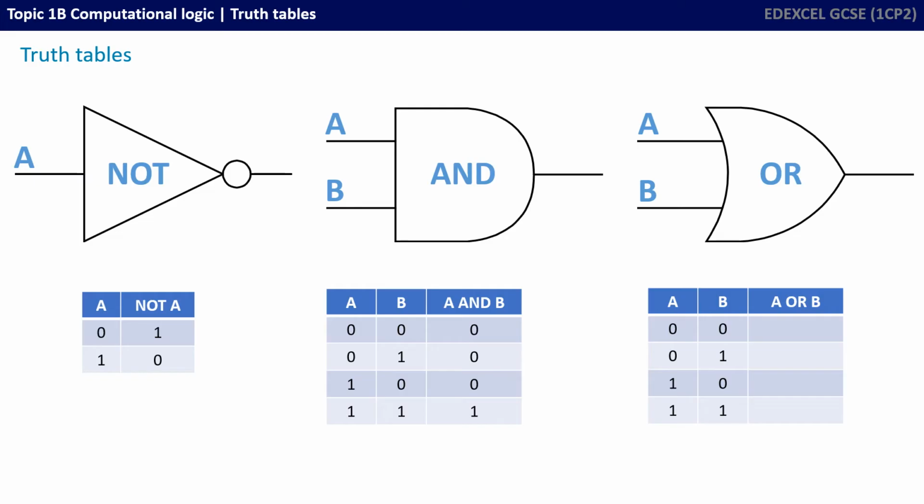In a similar fashion, the OR gate has two inputs, so we've got two columns for A and B and four possible combinations. Remember, with an OR gate, only one of the inputs needs to be on or 1 for the output to be 1. So in the first row, they're both 0, so the output is 0. In the second one, the output is 1 because at least one of the inputs is a 1. The same is true for the third row and for the fourth row.